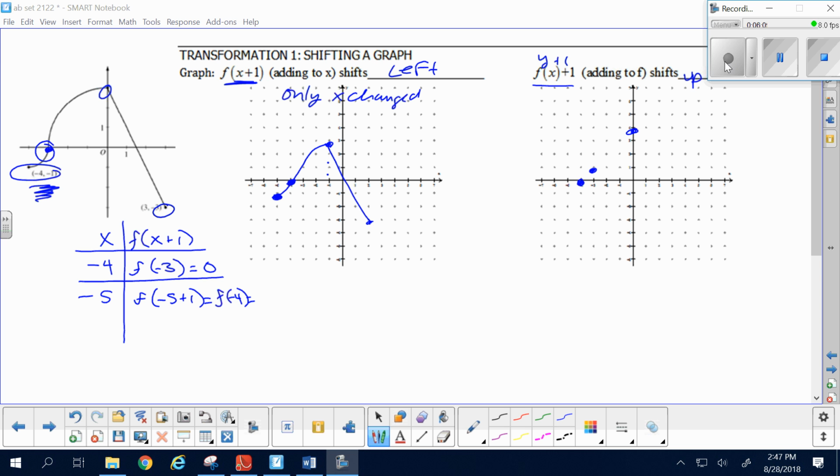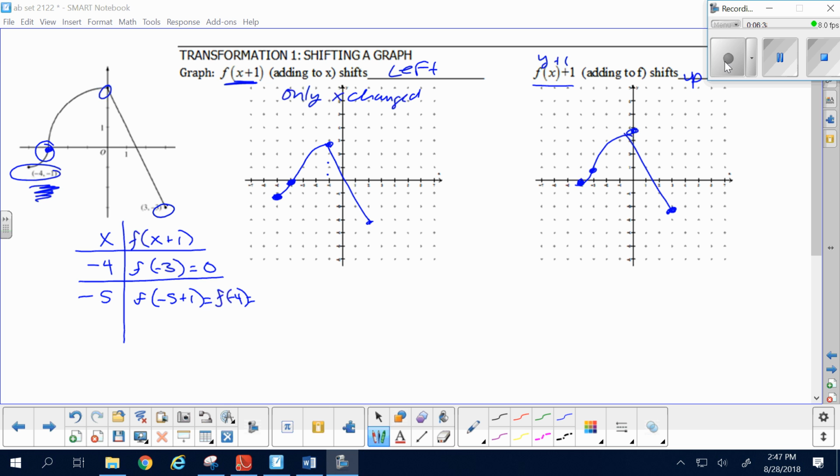3, 0 becomes 4, 0. So those semicircle behaviors shifted up 1. And that 3, negative 3 would actually be 3, negative 2. So everything up. Adding and subtracting then shifts. Adding one inside shifts it left. If you were to subtract one inside, it would be right. As far as outside, adding one shifts it up outside the function. Subtracting one outside the function would shift it down.